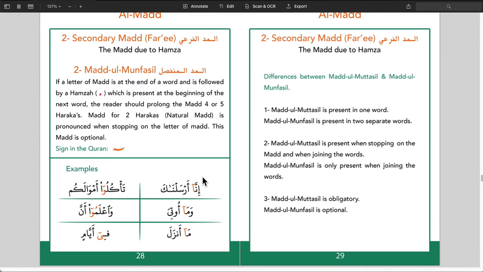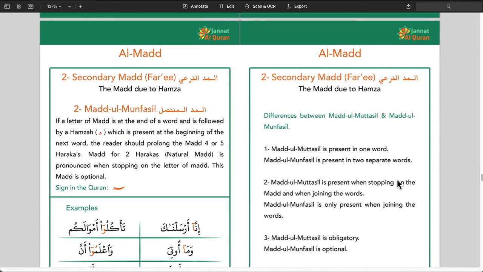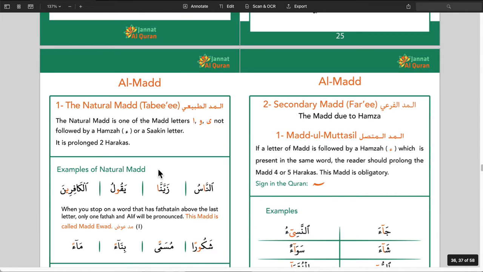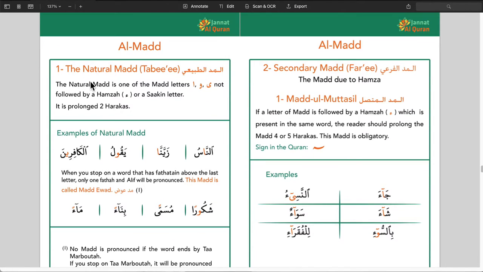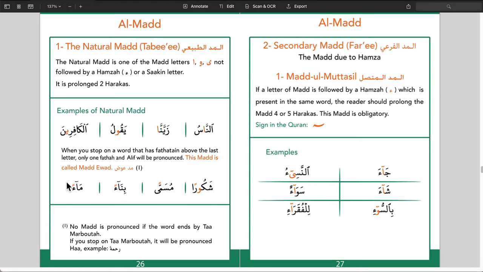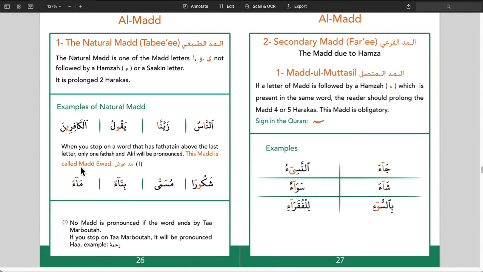Okay, so the first, let's review quickly those mudud. So last time we said the natural mad is the mad that we have just to prolong two haraka, like in the word الناس ربنا يقول الكافرين. So here also after the kaf, this is also a natural mad. It's just two counts. Okay, and we saw under this category we do have what we call mad iwad.